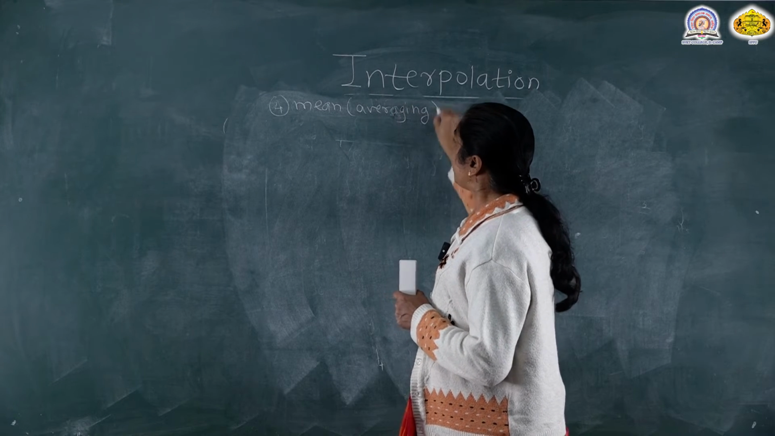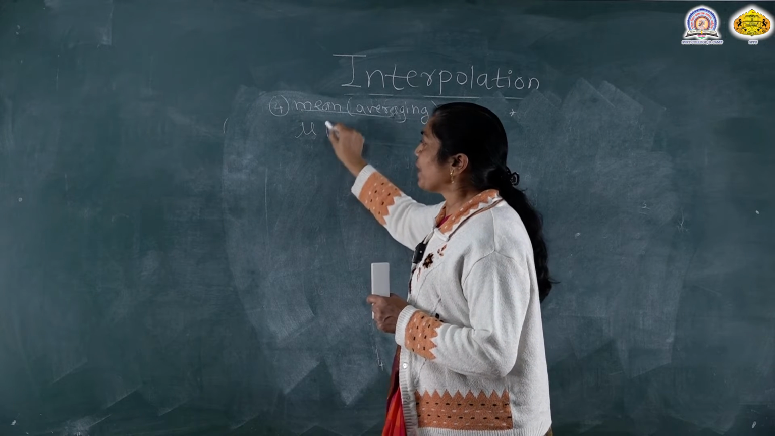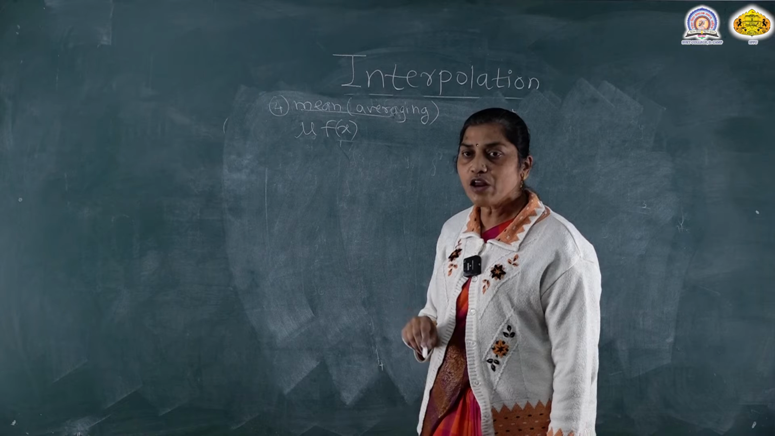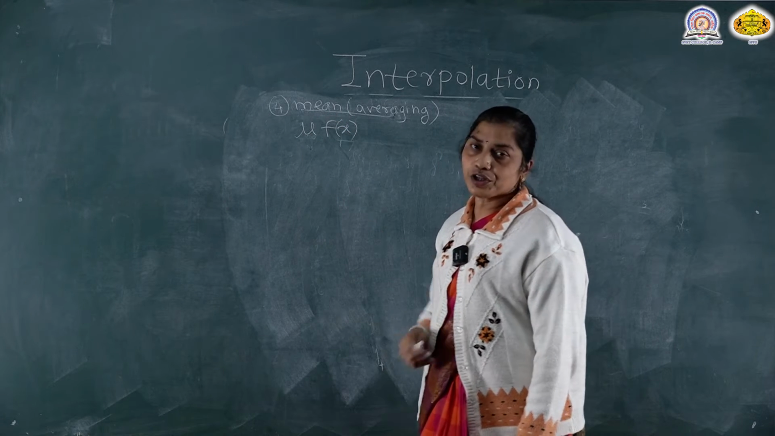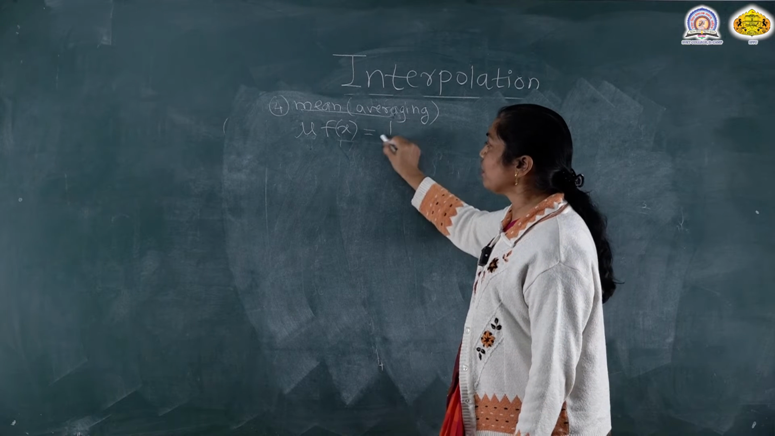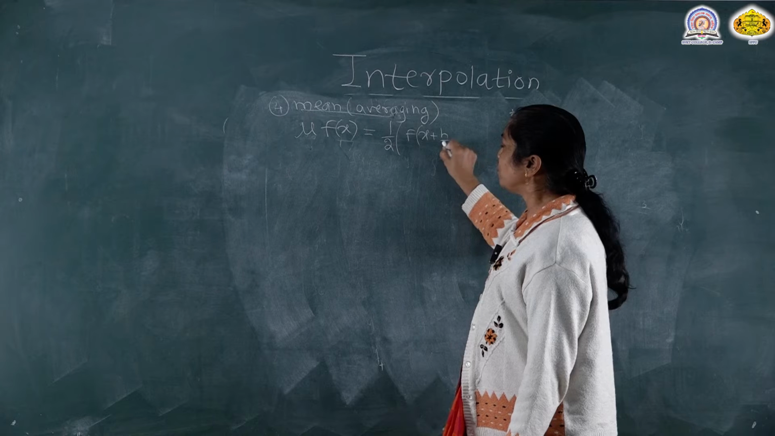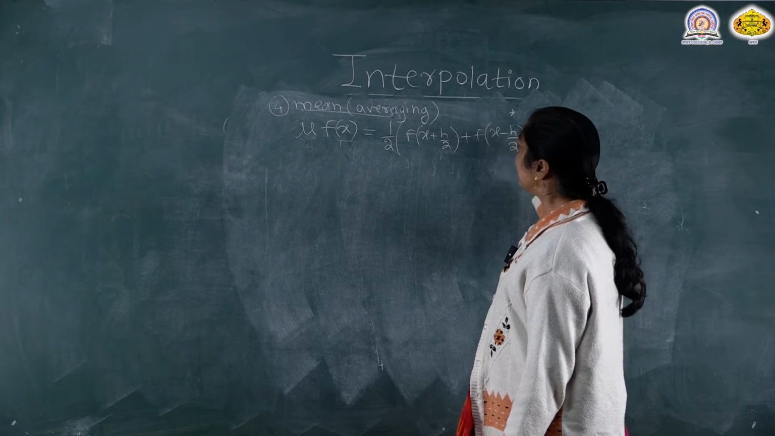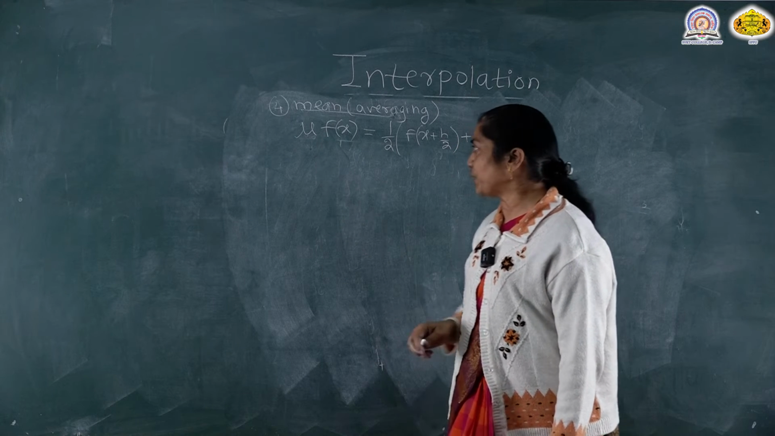The mean or averaging operator. The mean or averaging operator of f(x) is denoted by mu f(x). So if f(x) is any real valued function of a real variable x, the mean operator is denoted by the notation mu and it is defined as mu f(x) is nothing but 1 by 2 times [f(x + h/2) + f(x - h/2)]. So this is our definition of mu f(x), that is the mean operator.